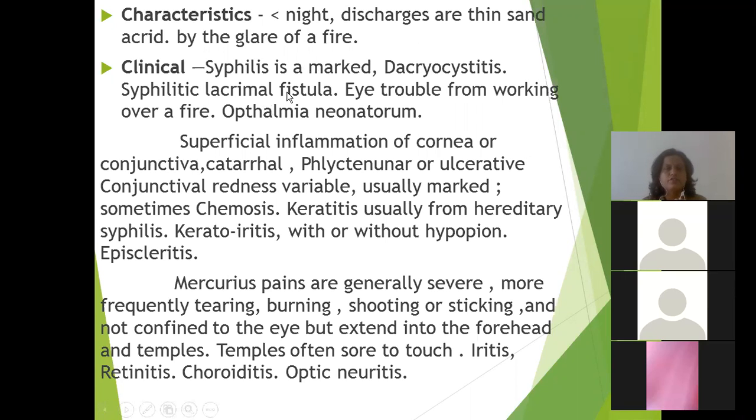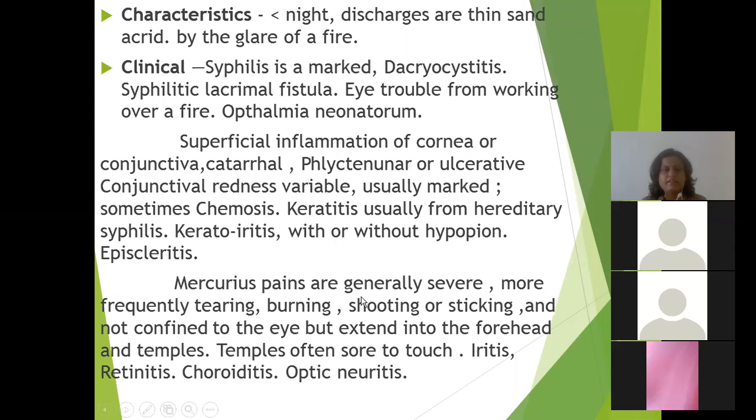Clinically, Mercury is useful when syphilis is marked. In dacryocystitis, syphilitic lacrimal fistula, eye trouble from working over a fire, there is ophthalmia neonatorum, then superficial inflammation of the cornea or conjunctiva, catarrhal, follicular or ulcerative, conjunctival redness variable and usually mild. Sometimes a chemosis, keratitis usually from hereditary syphilis, keratoiritis with or without hypopyon, and episcleritis.